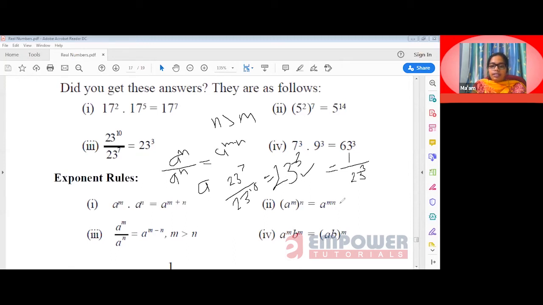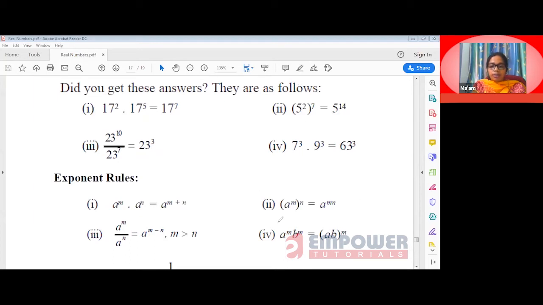Is this correct? Yes, ma'am. 1 upon 23 raised to minus 3. So when you have a negative exponent, if you want to make it positive, you will take the reciprocal of that number. So when you have 1 upon 23 raised to minus 3, then it will be equal to 23 raised to 3. Okay, so this is how you have to apply your rule.